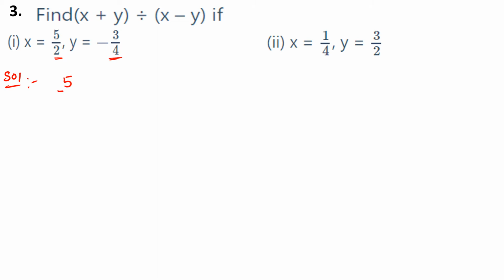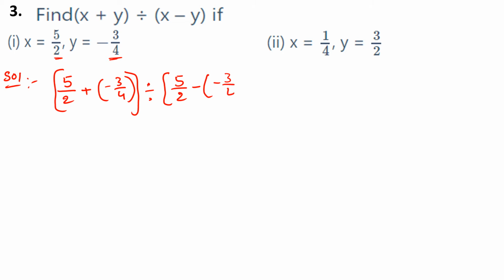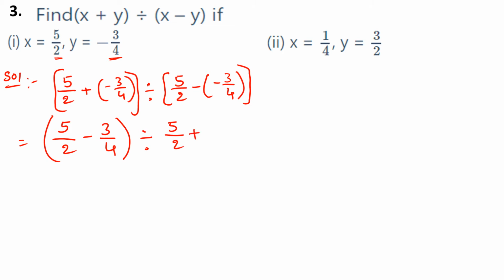So 5 by 2 plus minus 3 by 4, divided by x minus y, that means 5 by 2 minus of minus 3 by 4. Like that we should write. That is okay. Now calculate this: plus of minus should be minus. So 5 by 2 minus 3 by 4, divided by 5 by 2 minus of minus, that should be plus 3 by 4.